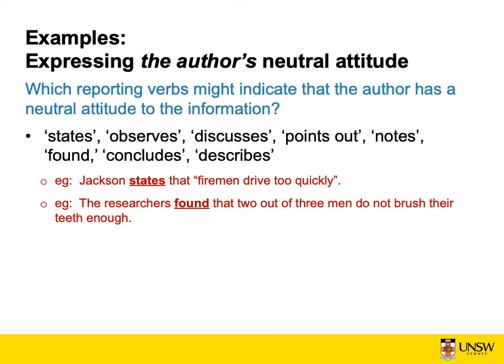So we've got some examples here. Jackson states that firemen drive too quickly. The researchers found that 2 out of 3 men do not brush their teeth enough. You'll see that these are quite neutral with that information. You will mostly use neutral reporting verbs in your writing, and I think this is quite important. There's often good reason for using them.